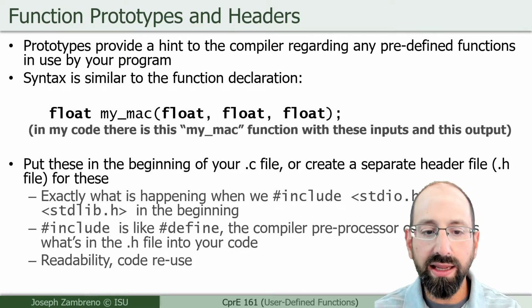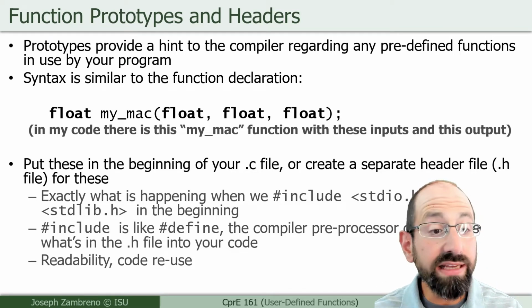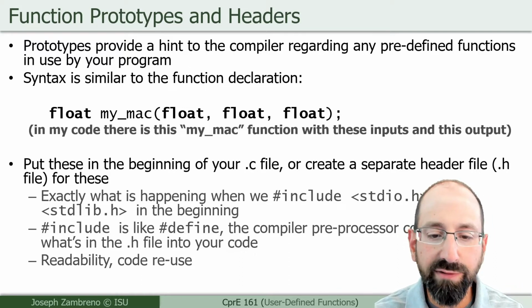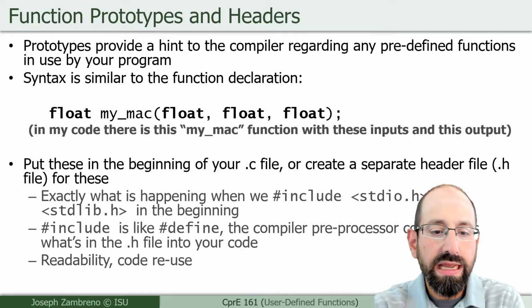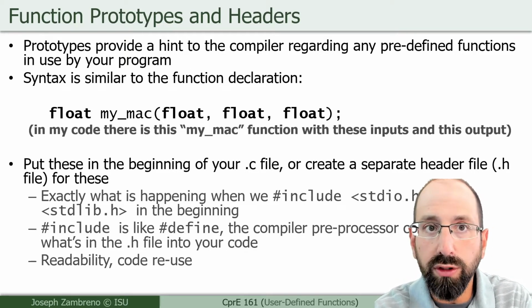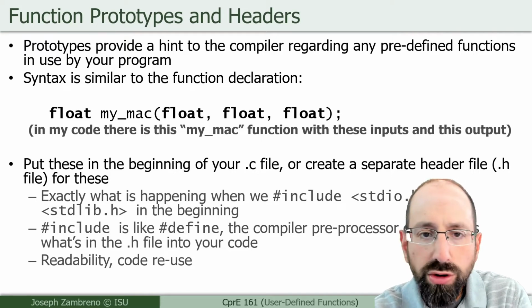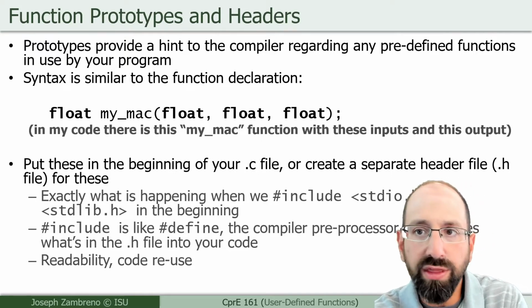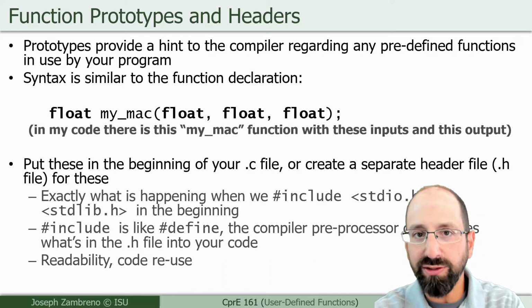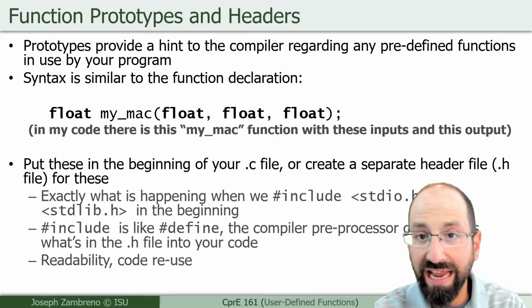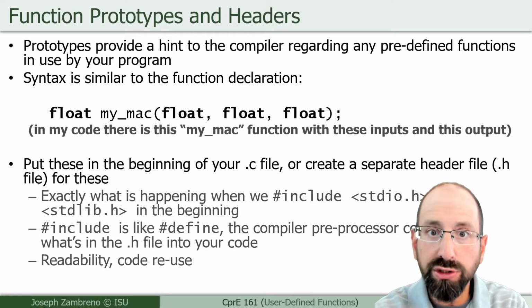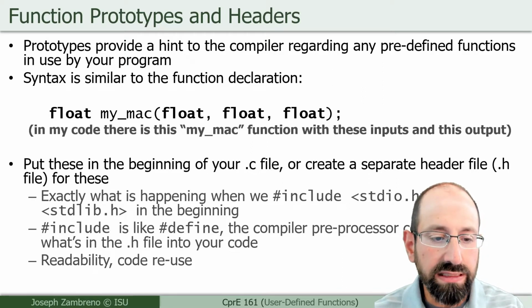Float myMac, float, is a hint to the compiler saying, in my code, there is this myMac function with these inputs and this output. So as I mentioned, you either put those in the beginning of your C program you're compiling, or you create your own separate header file and put them there. If it's one function, two functions, it's debatable whether there's much value in having your own separate .h file to include those, but that is an appropriate approach to building these functions.